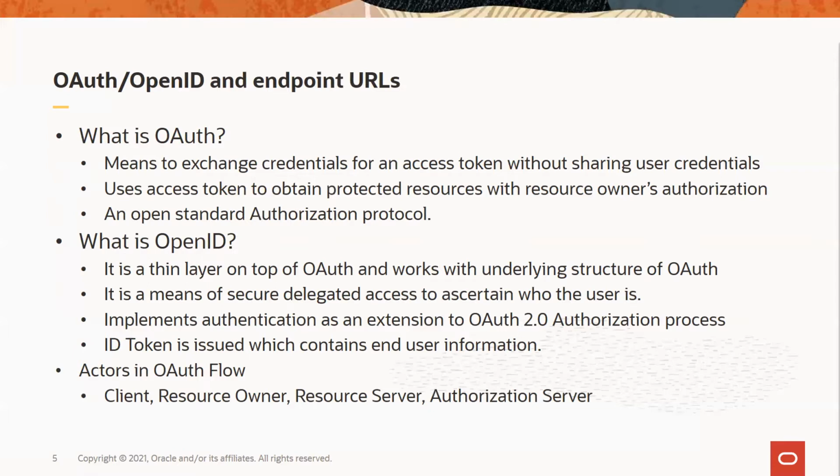OpenID is a thin layer on top of OAuth, and it works with the underlying structure of OAuth. It's a means to secure delegated access to ascertain who the user is, and it implements authentication as an extension to the OAuth 2.0 authorization process. ID tokens are issued here, which contain the end user information, about the user profile and other details, as part of the identity in the OAuth flow.